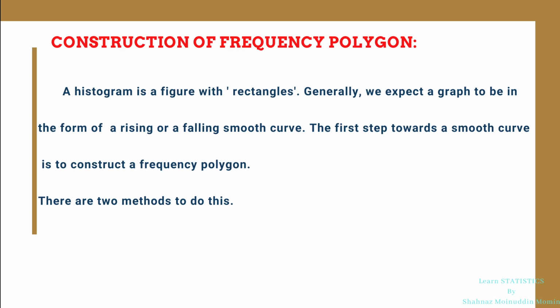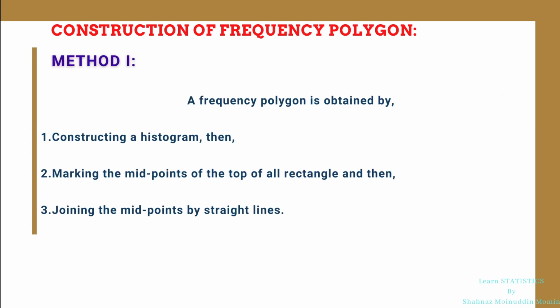As we know, a histogram is a figure with rectangles. Generally we expect a graph to be in the form of a rising or falling smooth curve. The first step towards a smooth curve is to construct a frequency polygon. There are two methods to construct a frequency polygon.